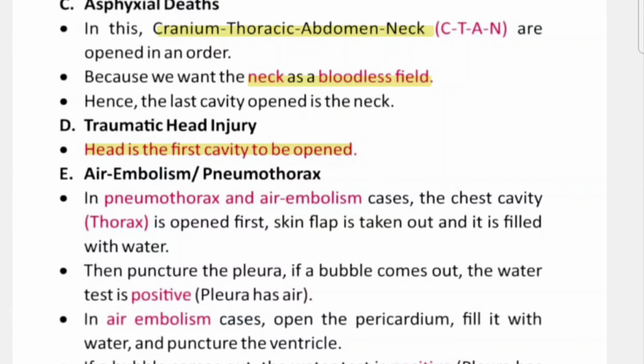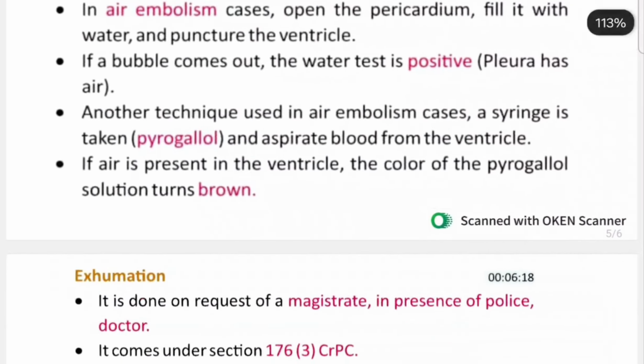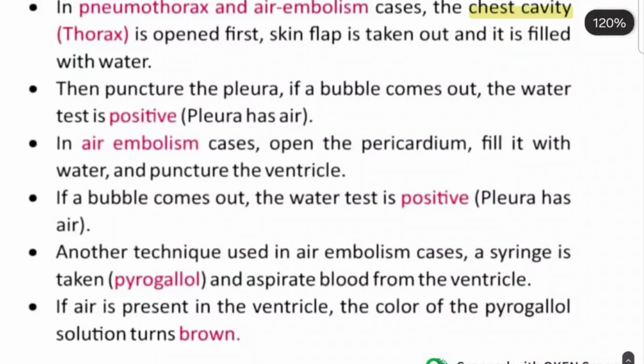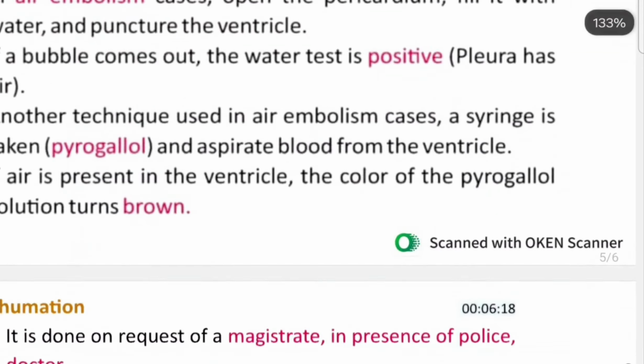In air embolism or pneumothorax, the chest cavity is opened first. The skin flap is taken out and it is filled with water. Then puncture the pleura. If a bubble comes out, the water test is positive. In air embolism cases, open the pericardium, fill it with water and puncture the ventricle. If a bubble comes out, the water test is positive. Another technique used in air embolism cases: a syringe is taken and blood is aspirated from the ventricle. If air is present in the ventricle, the color of the pyrogallol solution turns brown.